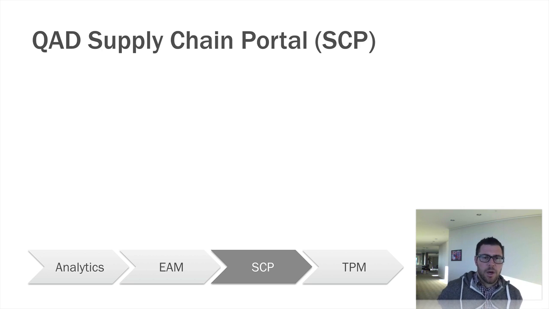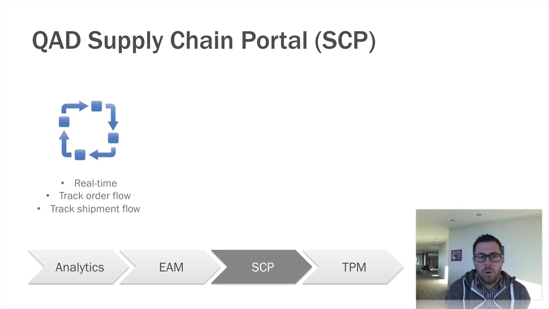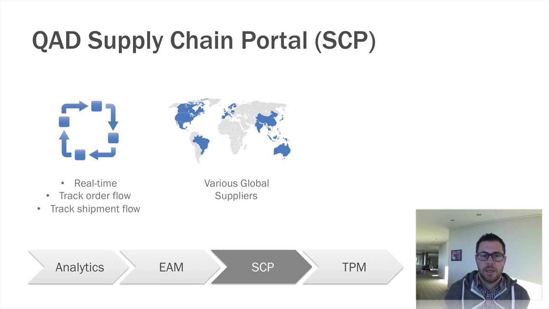So the next area, let's talk about QAD Supply Chain Portal. So for those of you not familiar with Supply Chain Portal, it's basically our collaborative portal that communicates demand in real time and tracks the flow of orders and shipments. So for example, if you have suppliers in Brazil, Italy, Bulgaria, and the Philippines, each of them can access the portal at a convenient time for them, see the orders or changes that are waiting for them. And you don't have to print hard copies or mail and fax them anymore. And as a result, your supply chain runs smoothly, and you and your suppliers have complete supply chain visibility.